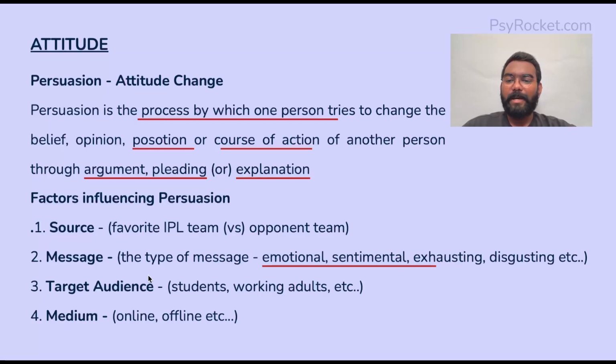Then there is the target audience. Obviously, for students, the persuasion methods are different. For working adults, it could be different, and for females, it could be different. Then for males, it could be different. So depending on which, the advertisers will cleverly use the type of source, the type of message, and all. Then there is obviously the medium, online and offline. In online, there are multiple channels like YouTube, Instagram, Facebook, and all. Then in offline also, there will be banners, posters, newspapers, and all. Okay, so this is how an attitude might get changed.